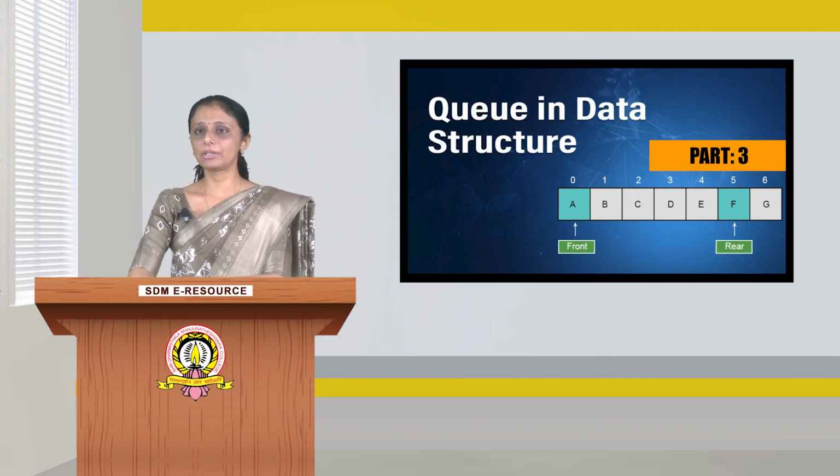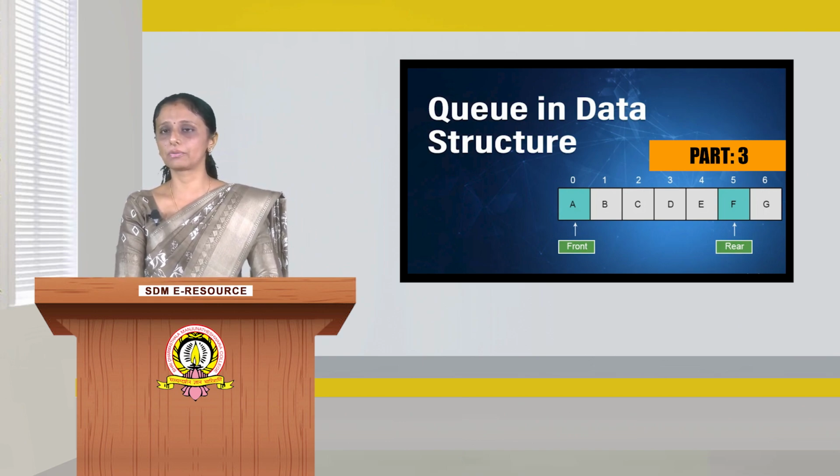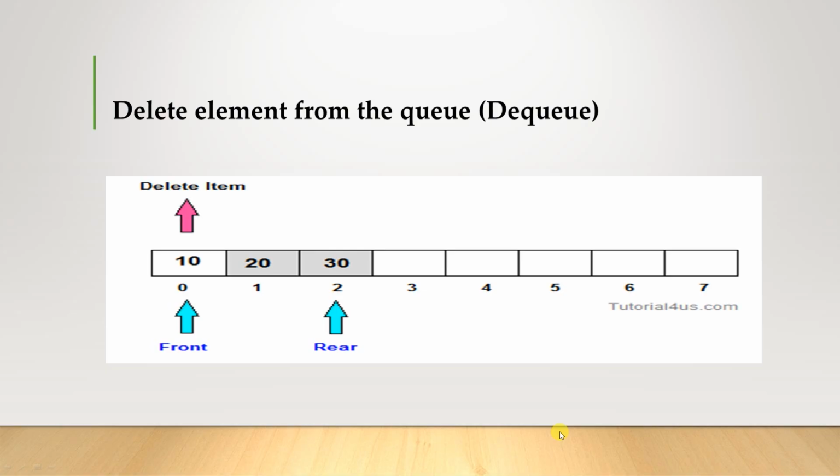To delete an element from the D queue, first of all we have to verify whether our queue is empty. If the queue is empty, by name itself it indicates that it is not possible to delete any element because no element is present in the list. Just look at the diagram here. Some elements have already been placed, that is 10, 20 and 30.